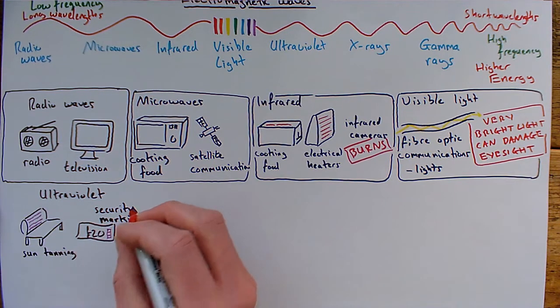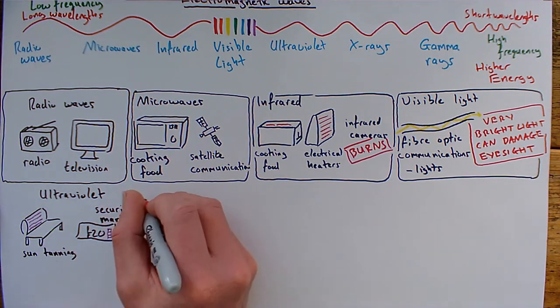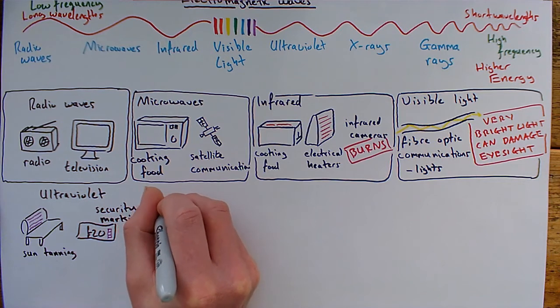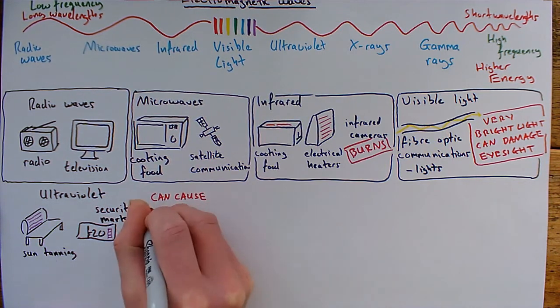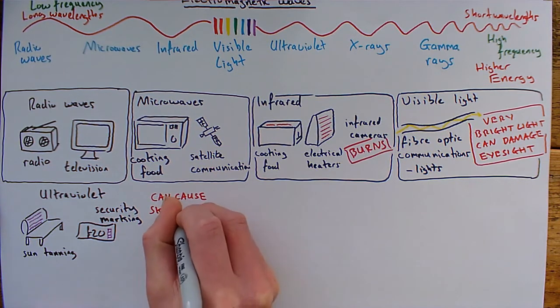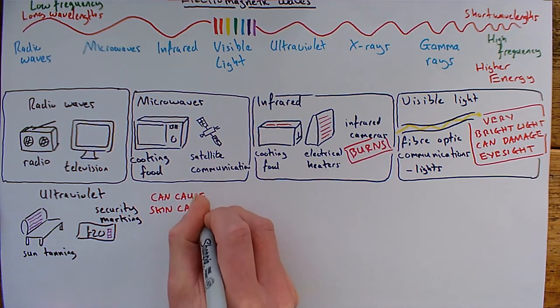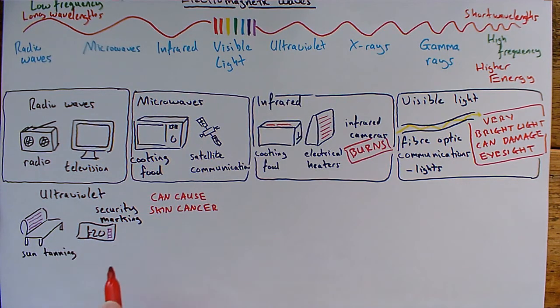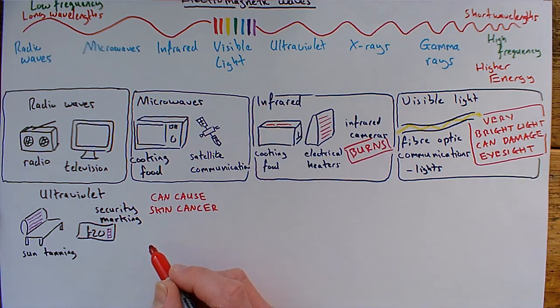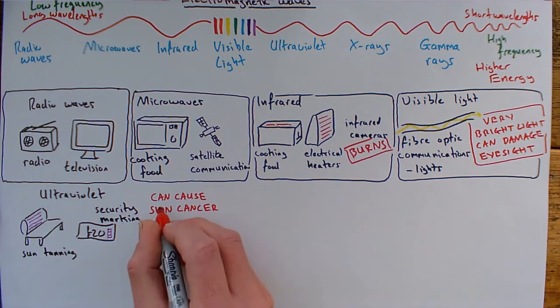Right, so ultraviolet can cause skin cancer. In an exam, you'll be expected to refer to skin cancer, not just cancer, for ultraviolet. Now, if you think that's to do with the sun tanning and to do with UV, that's what can cause skin cancer. You need to remember it's skin cancer, okay?